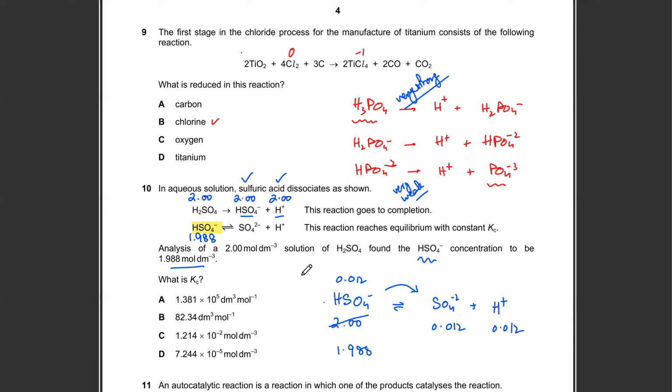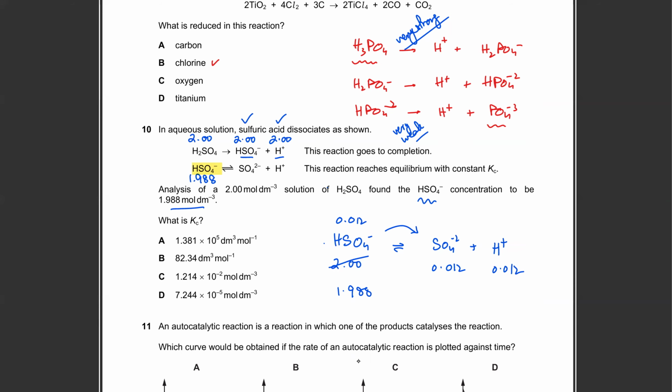So is that clear that your initial starting point was that you were supposed to have 2 mole per dm cube? But you didn't have 2 mole per dm cube, you had 1.988. So that means out of 2, 0.012 dissociated further. And they ended up producing 0.012 and 0.012. And you were left with 1.988. Okay? Is that clear? So you now have the equilibrium concentration.